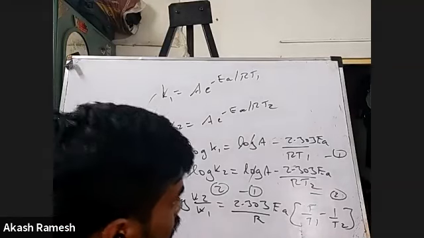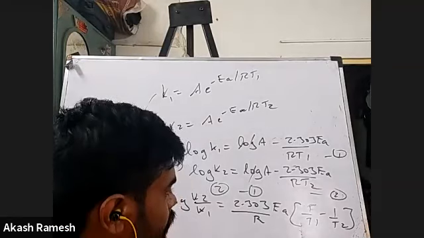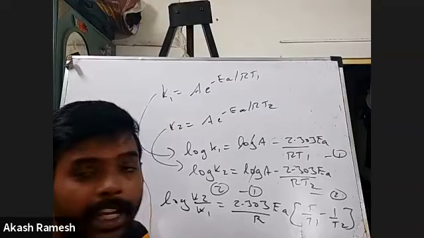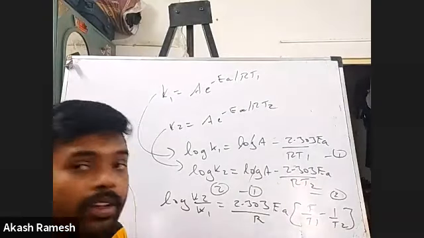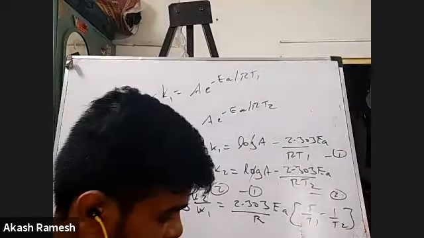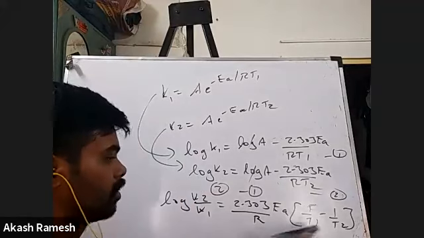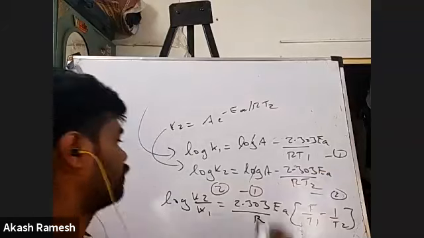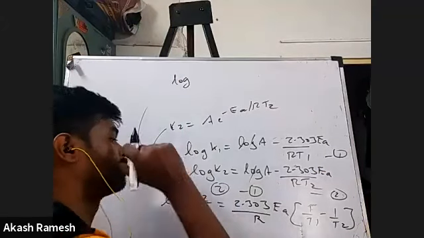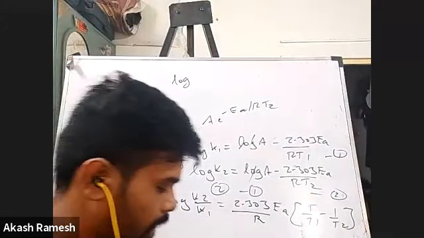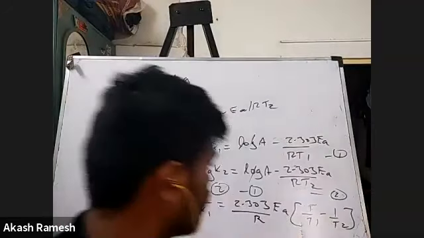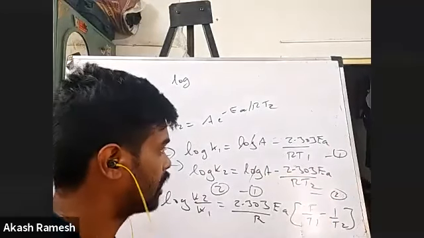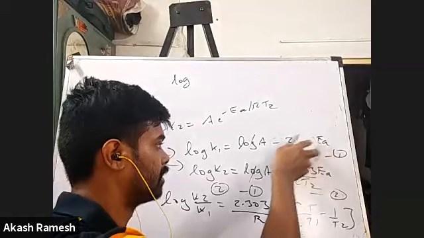Am I doing everything correctly? Ea by R into 1 by T1 minus 1 by T2, okay, correct. So this is the equation. Again, if I rewrite it a little, guys, I made a very small mistake. This 2.303 has to come in the denominator.